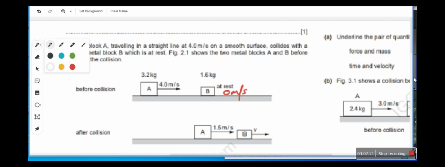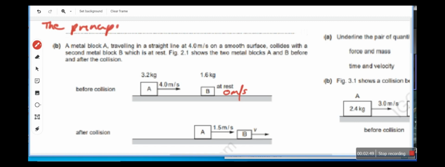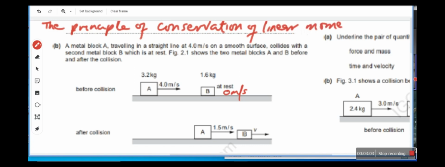I want us to do something very quickly here. There's a principle you will have to apply here. That's the principle of conservation of linear momentum. Let me write it down. Make sure you are looking at the screen. I'm sharing my screen. Can you all see it? The principle of conservation of linear momentum. What does that principle state? Can anybody state that? Go ahead and say it.